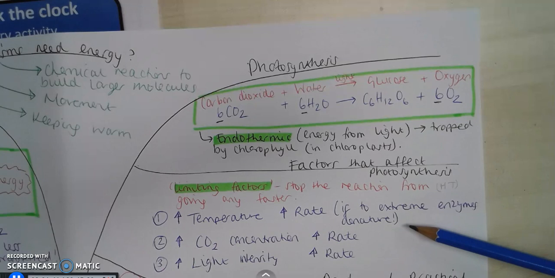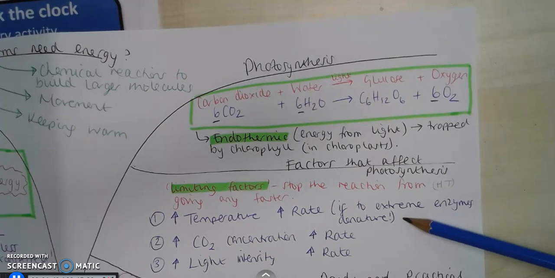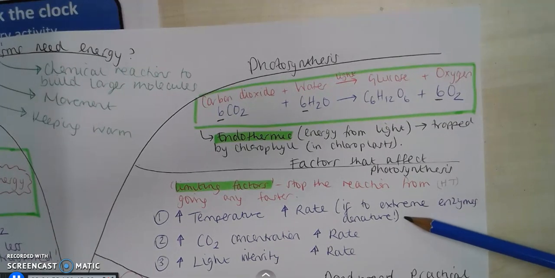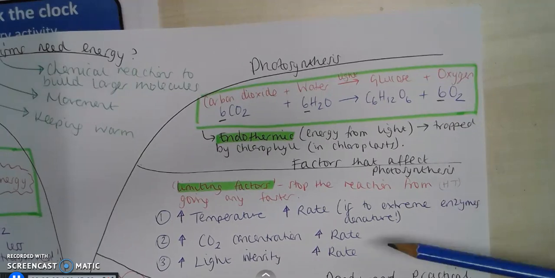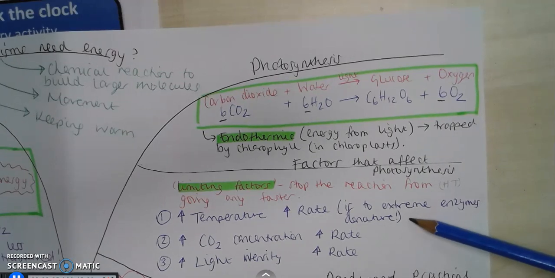Our first factor that's going to affect the rate, just like it will in any reaction, is temperature. If you increase the temperature, that will increase the rate, up until the point where the enzymes involved in photosynthesis could denature, because then the rate would slow and eventually cease. So increase in temperature increases rate, but if it's too extreme, the enzymes will denature.